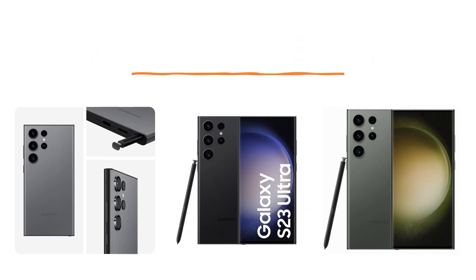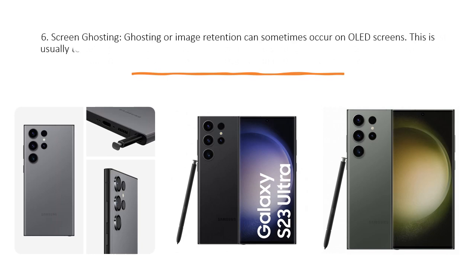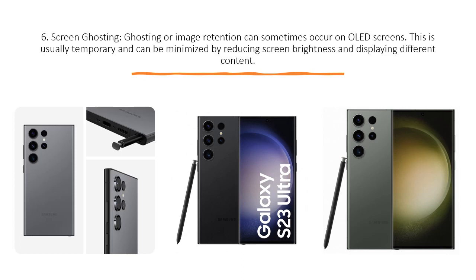6. Screen ghosting. Ghosting or image retention can sometimes occur on OLED screens. This is usually temporary and can be minimized by reducing screen brightness and displaying different content.